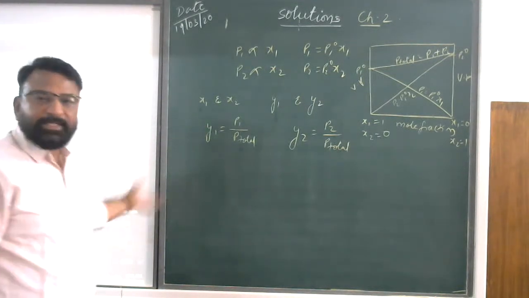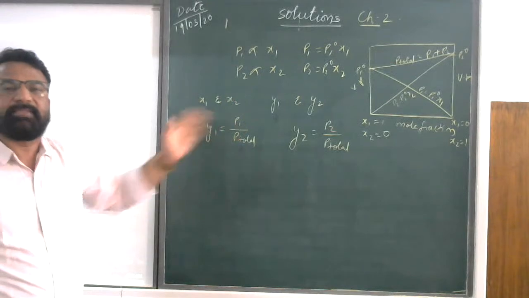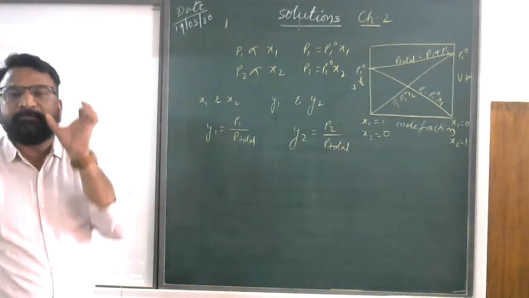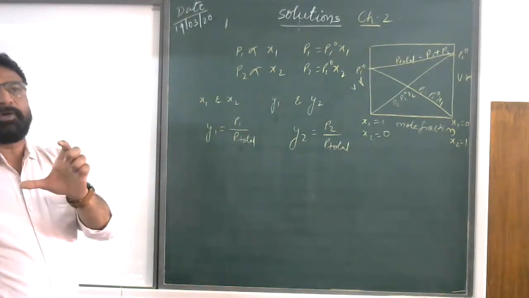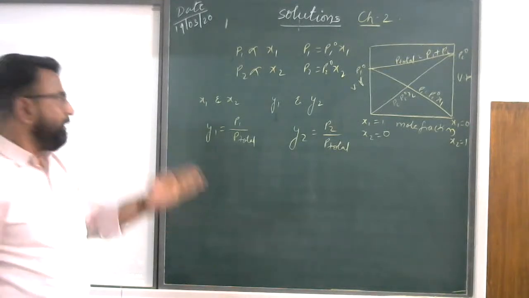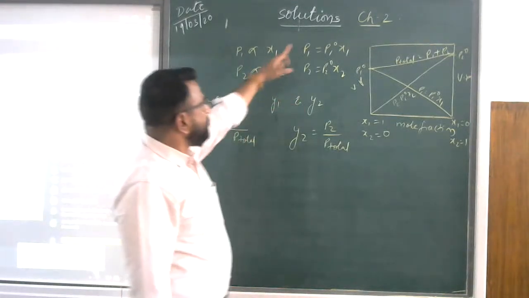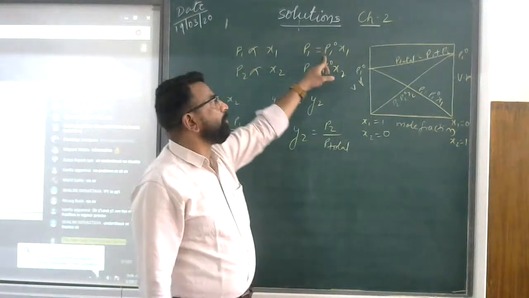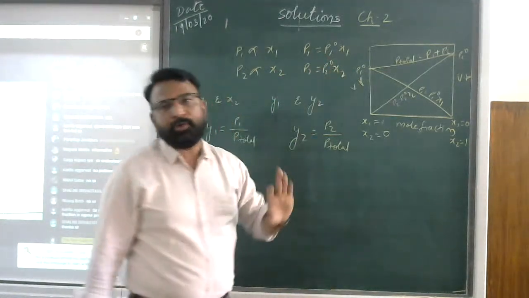It was Dalton's law which we discussed last year, and this formula is applicable for only one of the components which is volatile in nature. But here this is a liquid and liquid solution. These are the two formulas: P1 is equal to P1 naught and X1, and P2 is equal to P2 naught and X2.